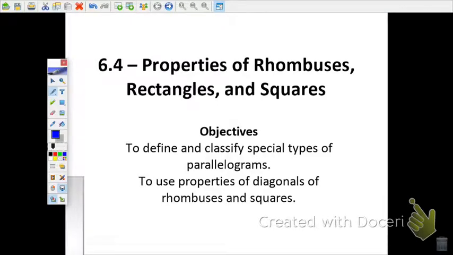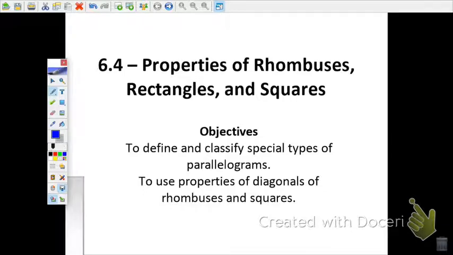Today we are going to be looking at section 4 of this chapter 6, looking at properties of rhombuses, or sometimes they'll use rhombi for plural, rectangles and squares. So the objectives are for you to be able to define and classify special types of parallelograms.